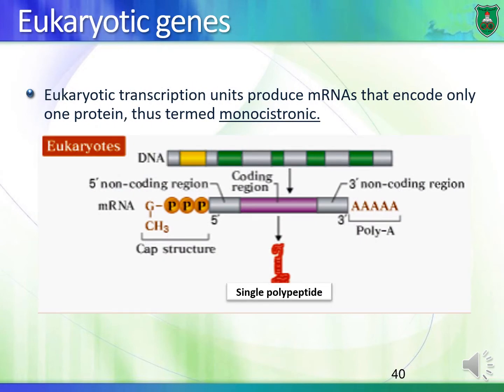Now, so eukaryotic genes are monocistronic because eventually you have one messenger RNA produced, and this one messenger RNA would produce a single polypeptide. Now remember that the single polypeptide doesn't necessarily fold into a single protein with a specific three-dimensional structure. Rather, it can form a protein, but it can also form shorter peptides that do have a function.